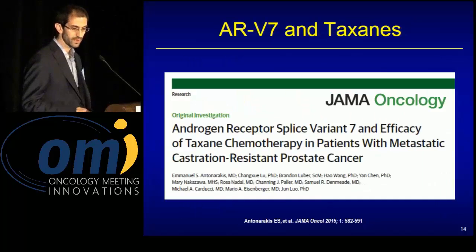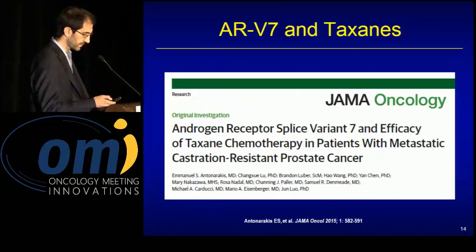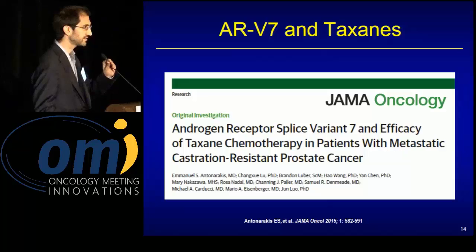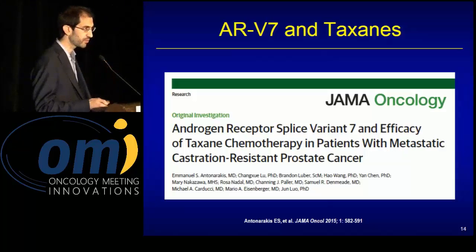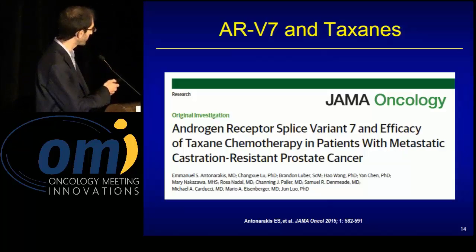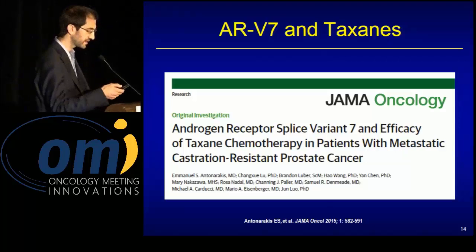So about a year after that, we decided to actually test that in our patients. It was actually a no-brainer. And we used the same protocol as our last study, but we expanded it.